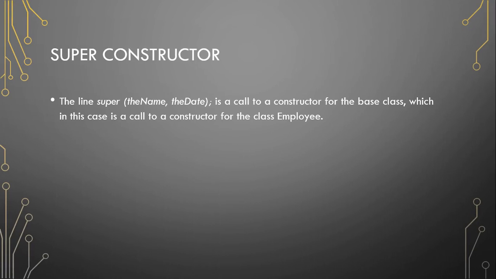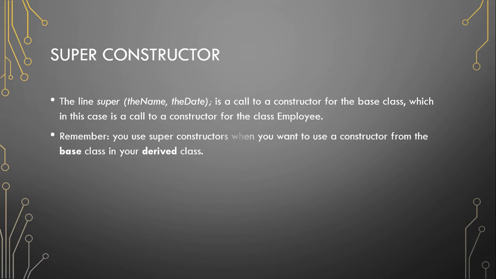Right, now, you'll notice that we have a line which is super(theName, theDate), and that is a call to a constructor for the base class, which in this case is a call to the constructor for the class Employee. Now, we've actually seen this and kind of made our own constructors up to this point, so it's nothing really new, but now we can actually understand fully what the superconstructor is doing. Remember, we use superconstructors when we want to use a constructor from the base class in our derived class. Like when we made our CommissionedEmployee, we made a super call for that.